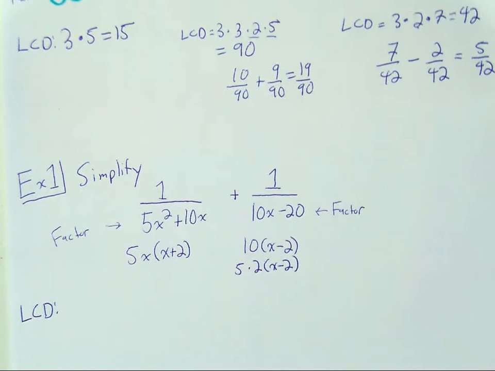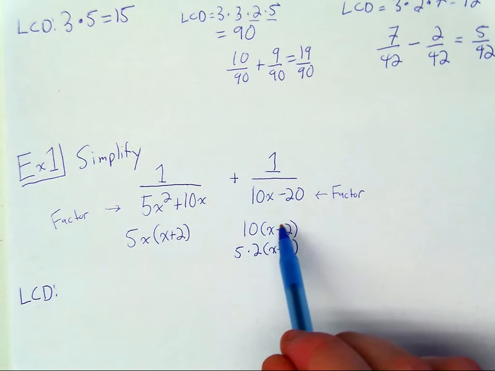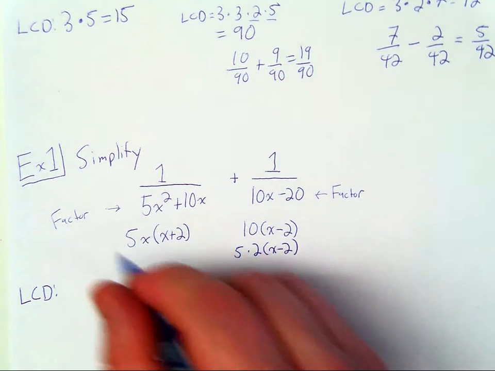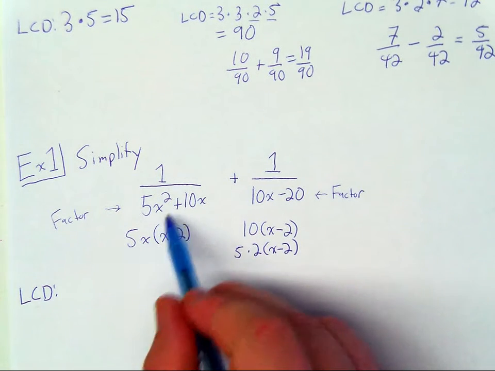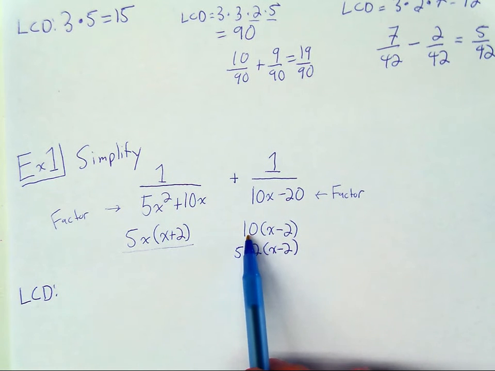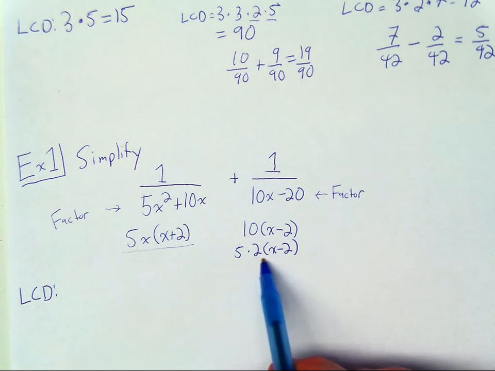So we're going to take these same principles, move on down to the algebra, and apply the same ideas. So the first step, just like I did with the arithmetic, is to factor the denominators to see what they're made up of. So, factored form of this denominator is 5x times x plus 2. This is over here as 10 times x minus 2, but I broke it down a little further to 5 times 2 times x minus 2.